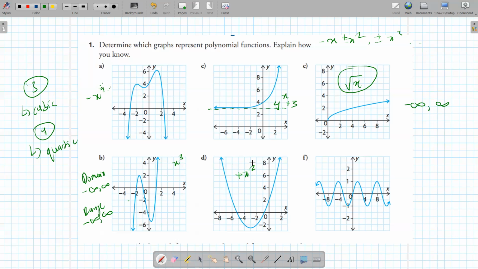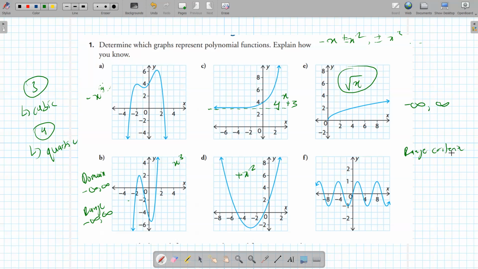The line keeps going on. Right, so actually f turns out it is not, okay? Now, why is it not? It fits the domain criteria, but it doesn't fit the range criteria.